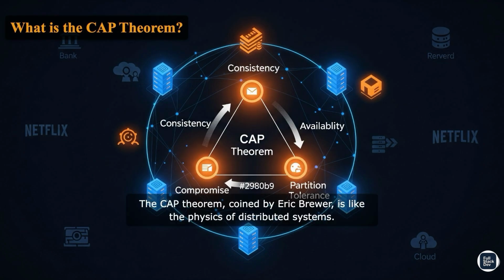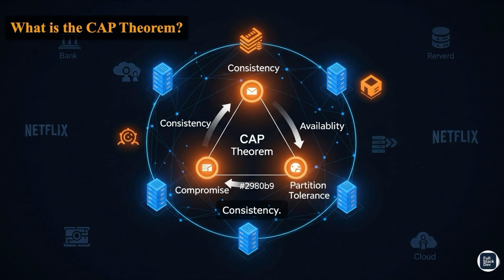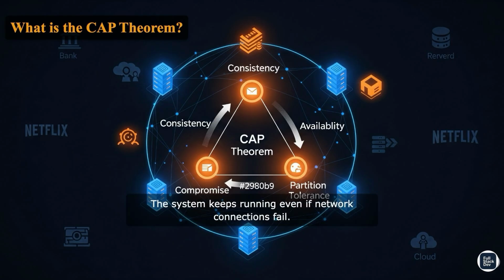The CAP theorem, coined by Eric Brewer, is like the physics of distributed systems. It states that any network system can only guarantee 2 out of 3 properties: consistency, every node has the same data; availability, every request gets a response; and partition tolerance, the system keeps running even if network connections fail. You can't have all three at once. It's a trade-off that shapes every modern app, from Netflix to your banking system.